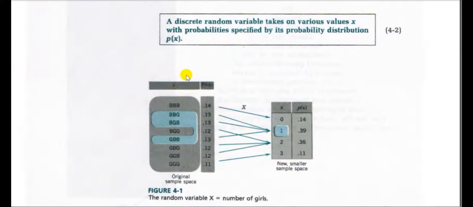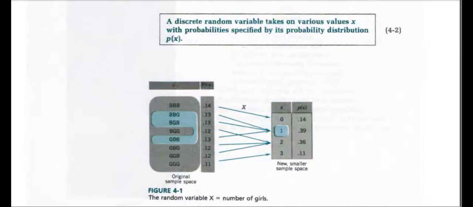And so what's the probability of 0 girls? X equals 0 is 0.14. So he puts 0.14 here. But what's the probability of 1 girl? That's this number plus this number plus this number, which is 0.39. So he puts 0.39 here, and so on. He says this is kind of like a new, smaller sample space. So the sample space is, in a sense, 0, 1, 2, 3 only, and these are the probabilities associated with each of those possibilities.